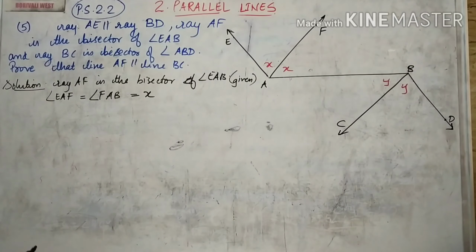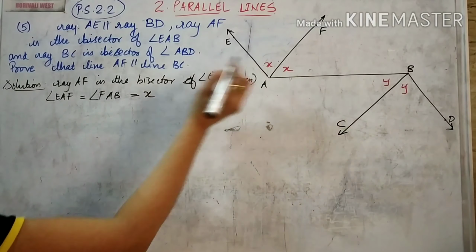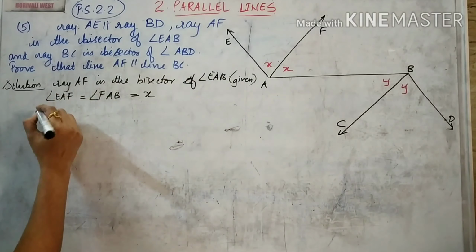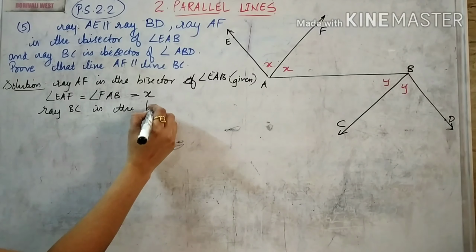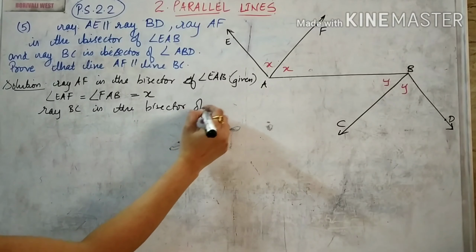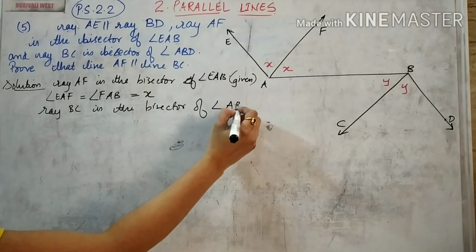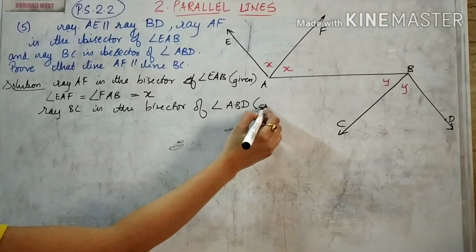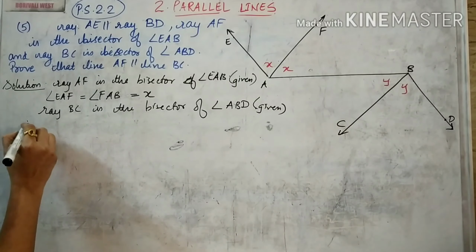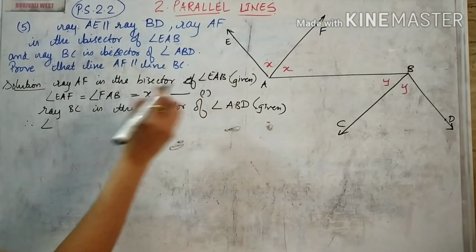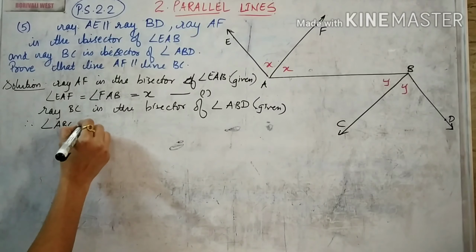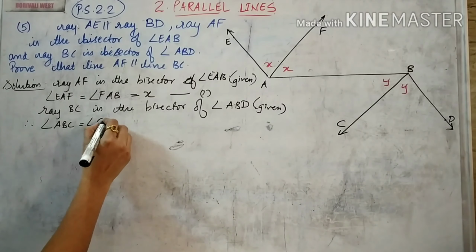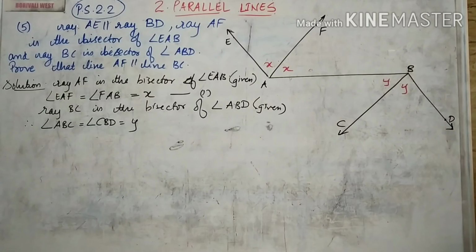Similarly, for the other ray BC. Ray BC is the bisector of angle ABD. This is also given to us. Therefore, this I'll number as 1. Therefore, angle ABC is equal to angle CBD, and I'll name it as Y. This will be number 2.